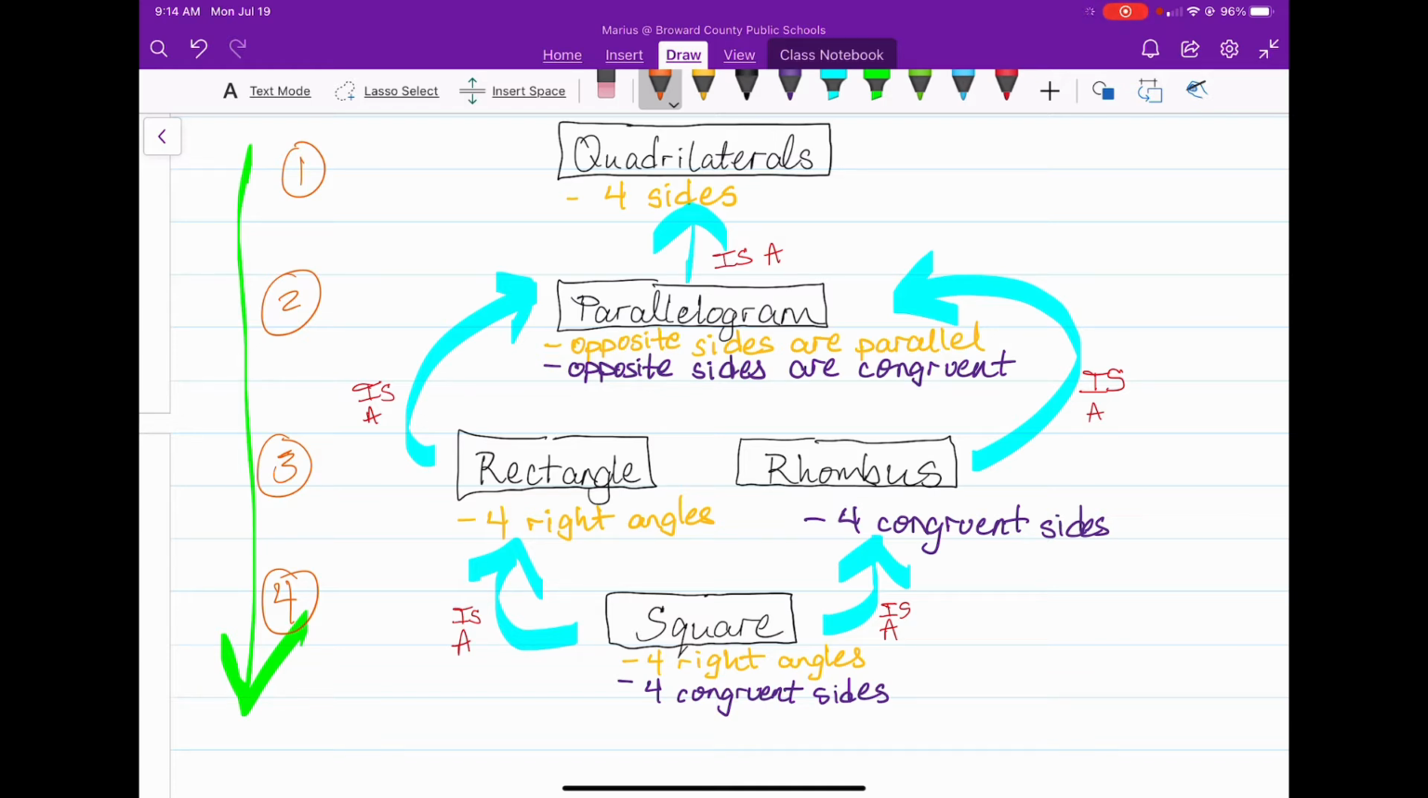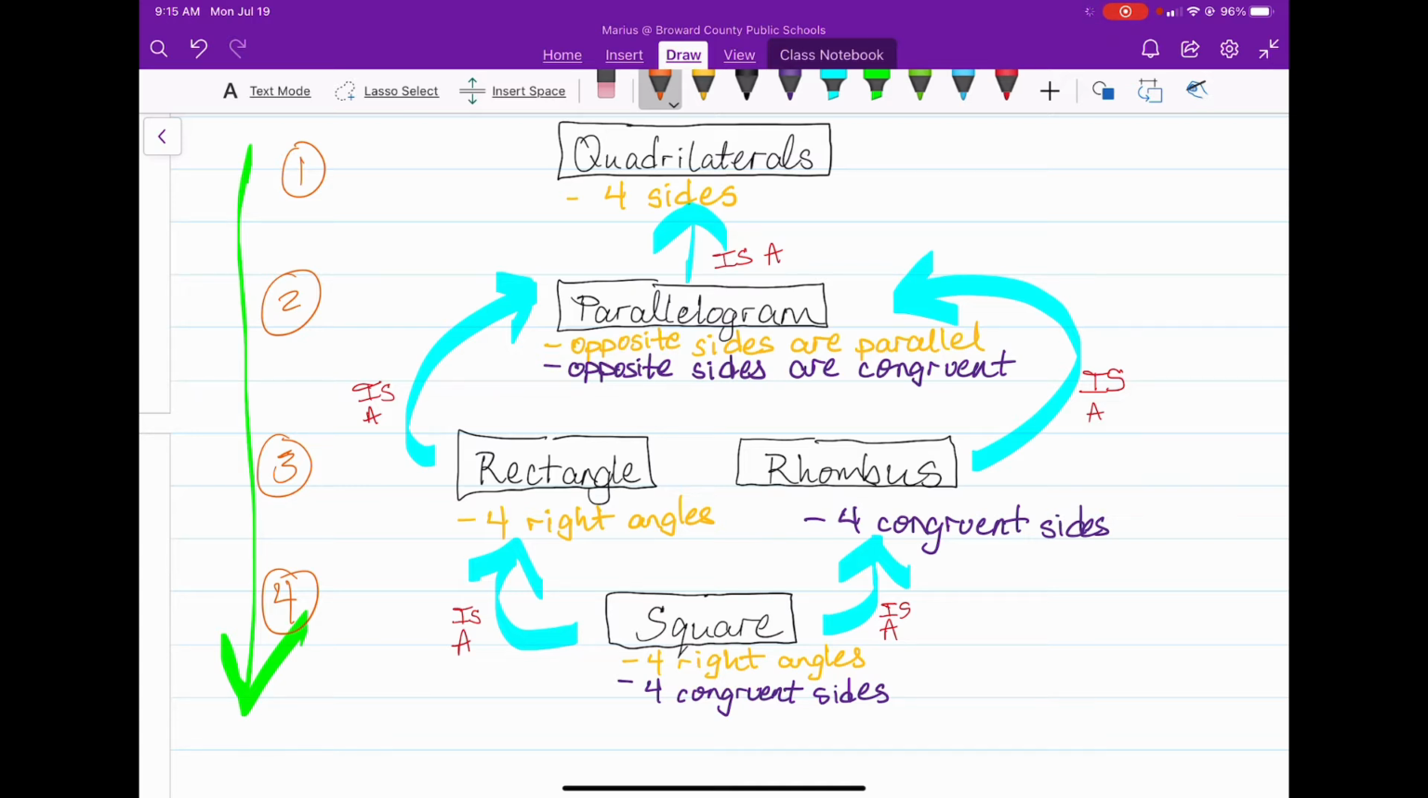Now, parallelograms, there's two things that define a parallelogram. The opposite sides are parallel, and the opposite sides are congruent. Okay? That's important to remember. So those are the two things that basically define a parallelogram. Opposite sides are parallel, and opposite sides are congruent.